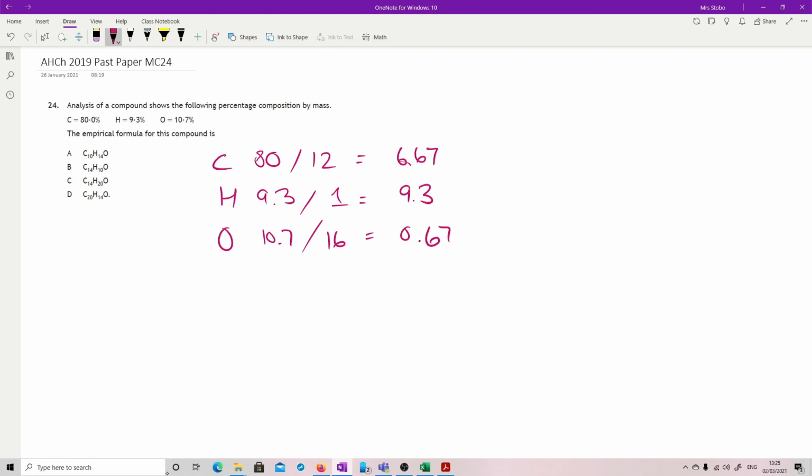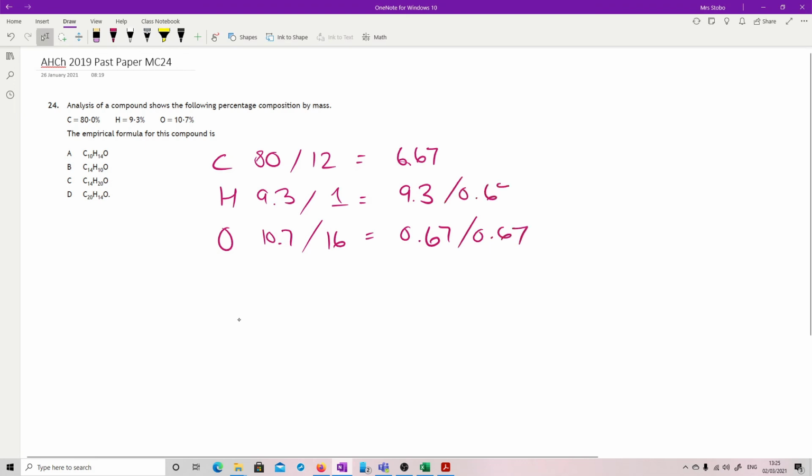0.67. Right, so we now need to get a ratio. Sorry, I shouldn't actually put an equals in here. To get my ratio, I'm going to divide by the smallest number, which is going to give us something reasonably nice. This is pretty much 10, pretty much 14, and definitely 1. There you go.